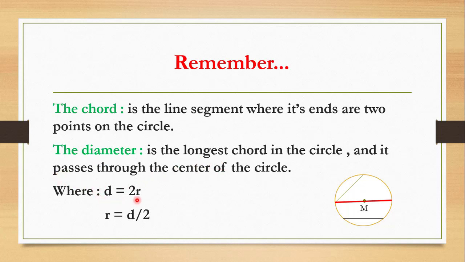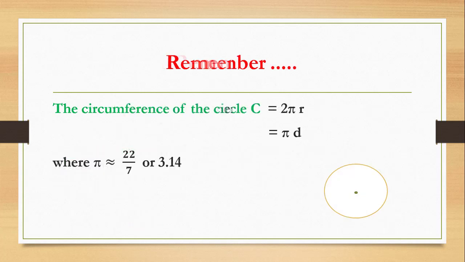The diameter is double the radius. So D equals 2 times R, where R is the radius and D is the diameter. And vice versa, R equals D over 2, or diameter divided by 2. Also, we studied the circumference of the circle. We said that the circumference of the circle equals 2 times pi times R, where pi equals 22 over 7 or 3.14. Pi is the ratio between the circumference and the diameter of any circle.